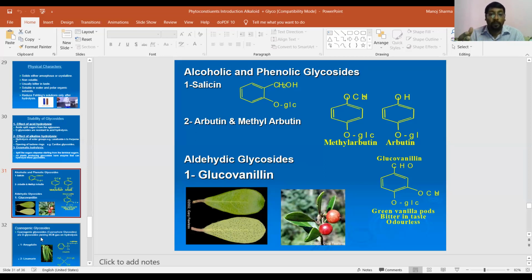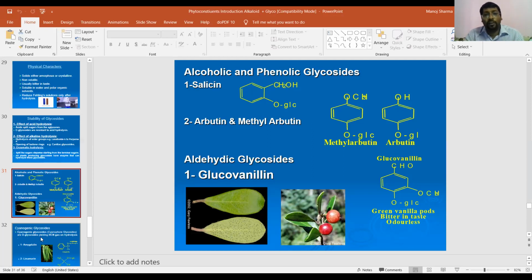Then we have arbutin and methyl arbutin, and the structures are also mentioned alongside. And we have the aldehyde glycoside which we have just discussed, that is present in green vanilla pods, and you can see over here the structures of vanillin or glucovanillin, and you can also see the plants.